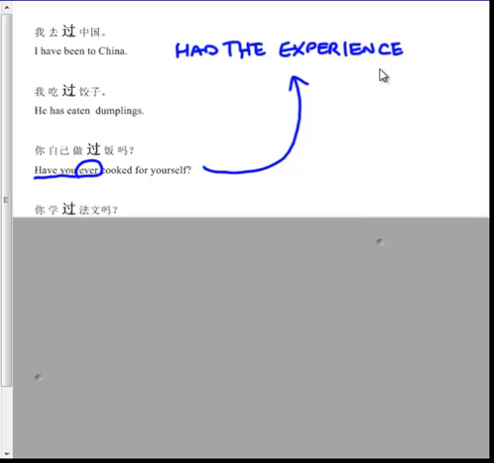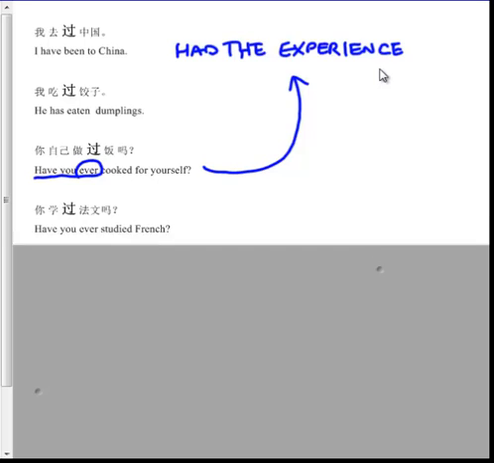Okay, next one. 你学过法文吗? So we're all studying Chinese right now, and we know that this is the case. Have you ever studied French? And then if you have, you could say, oh, 学过. Yes, I have studied this before.